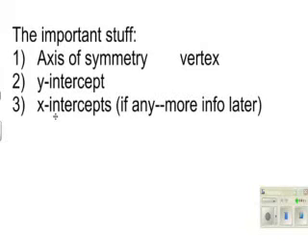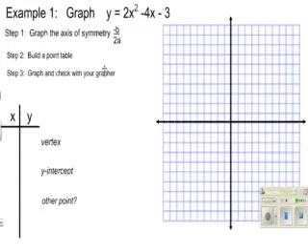X-intercepts, if any, we're going to learn how to find those later. But let's for now focus on the axis of symmetry, maybe the y-intercept to graph our equation. So finding the axis of symmetry in this equation, we would look at the formula, negative b over 2a, that's what x is. Negative b, a negative negative 4 is a positive 4, and 2 times a, 2 times 2 is 4, so it's 1. X equals 1. That's our axis of symmetry.